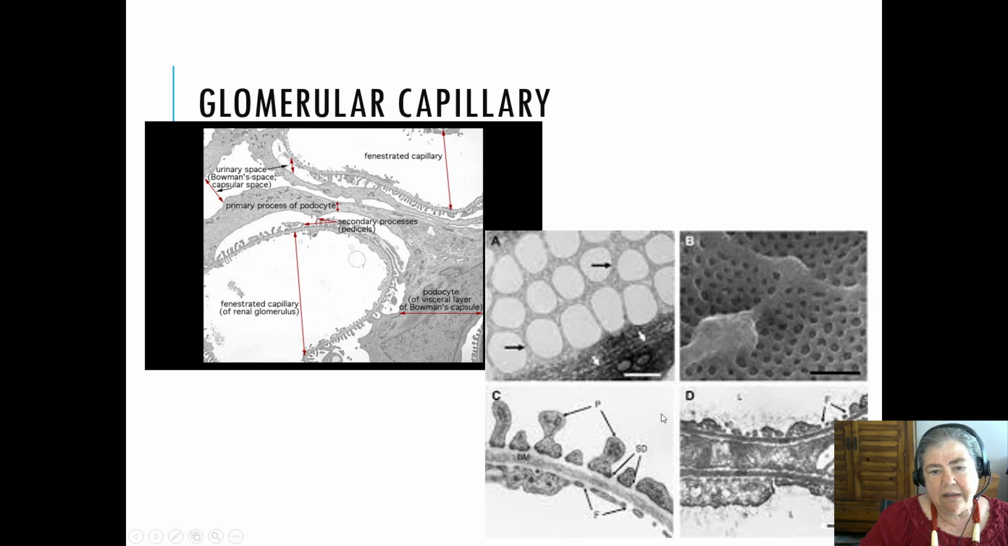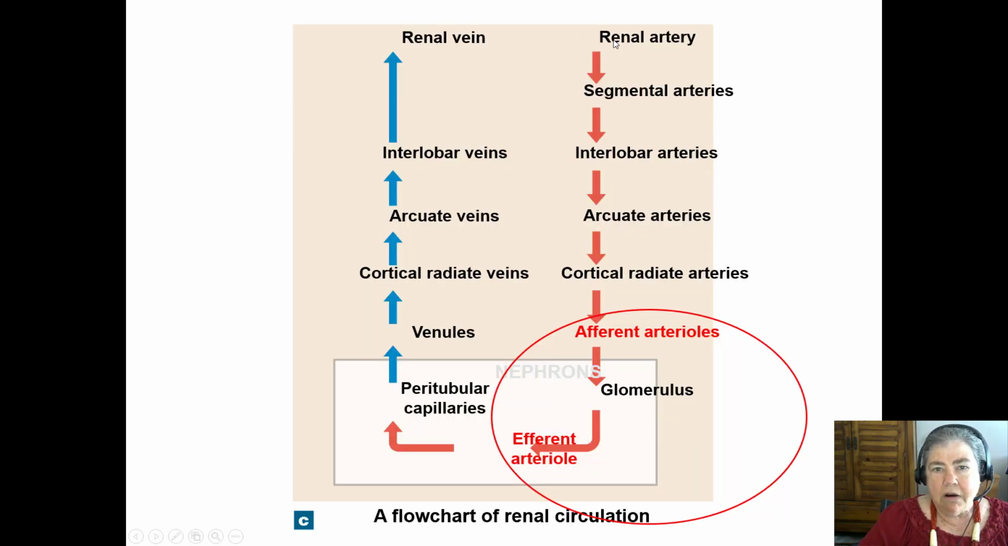where the filtrate collects. So, from the renal artery to segmental arteries to interlobar arteries to arcuate arteries to cortical radiate arteries, which are part of the vasa recta, to afferent arterioles, to the tuft of capillaries we call the glomerulus, to the efferent arteriole, and then to capillaries that surround the tubules of the nephron, and then to venules, to cortical radiate veins, which are the vasa recti, to arcuate veins, to interlobar veins, to the renal vein.